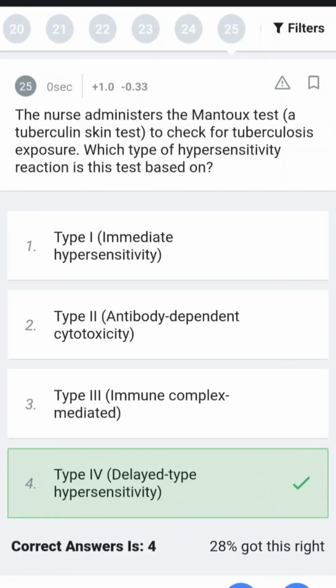Question number 25. The nurse administers the Mantoux test to check for tuberculosis exposure. Which type of hypersensitivity reaction is this test based on? Correct answer is type 4 delayed type hypersensitivity.